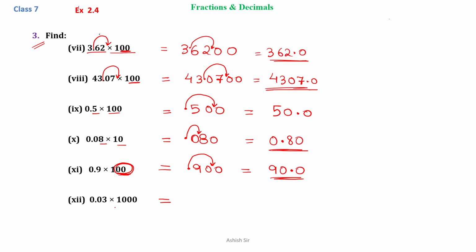Then we have 0.03 into 1000. 3 into 1000 is 3000. Now, as there are three zeros, that means the point is going to move three digits to the right. So the point is here. From here, the point needs to move three digits to the right because there are three zeros. There's a 1000. So the point will be moving here. So the answer will be 30.0. This is the final answer.